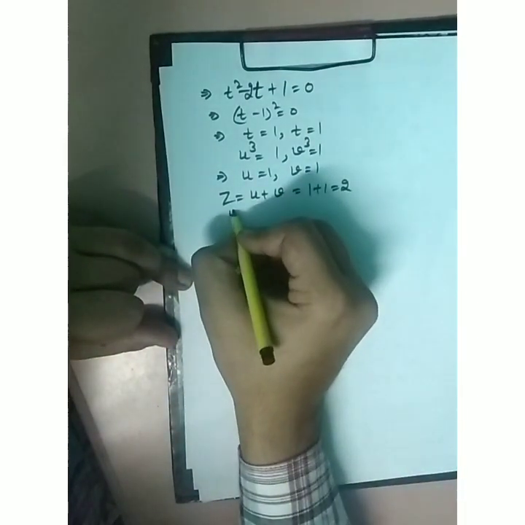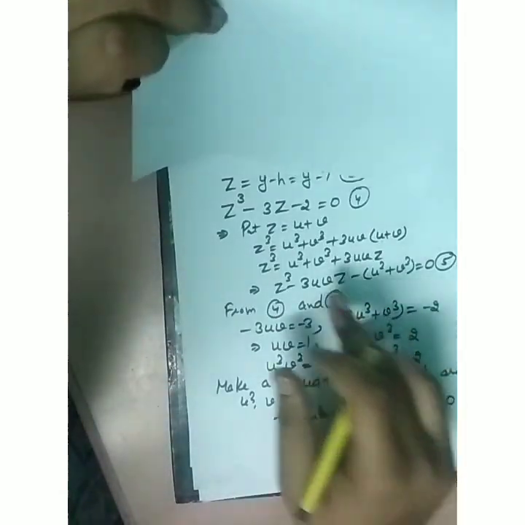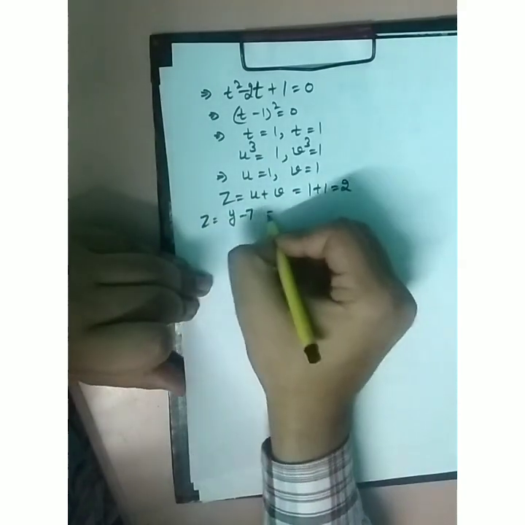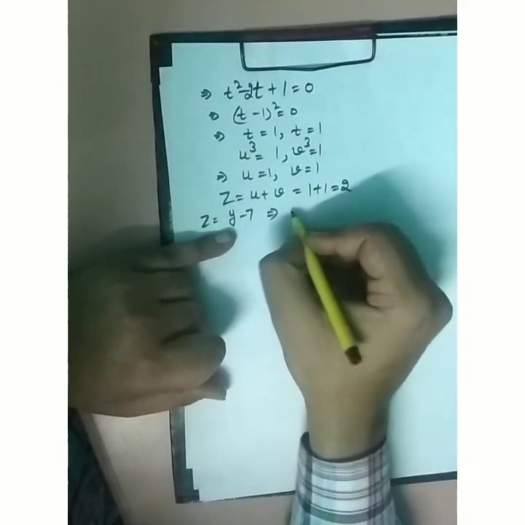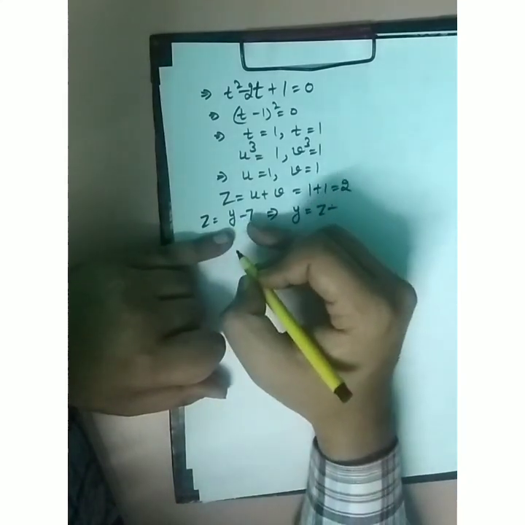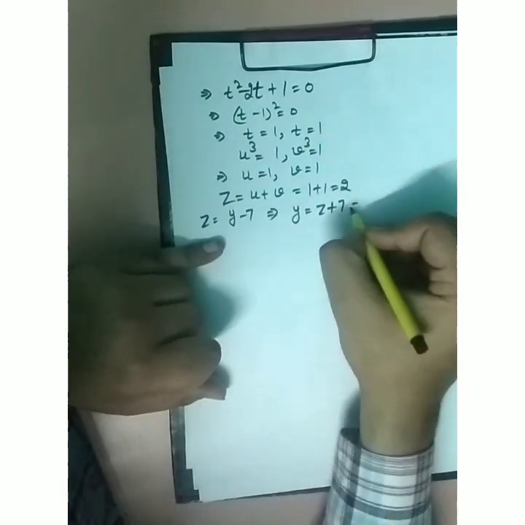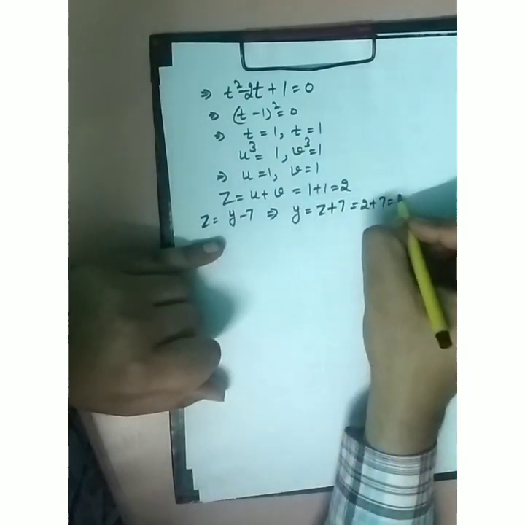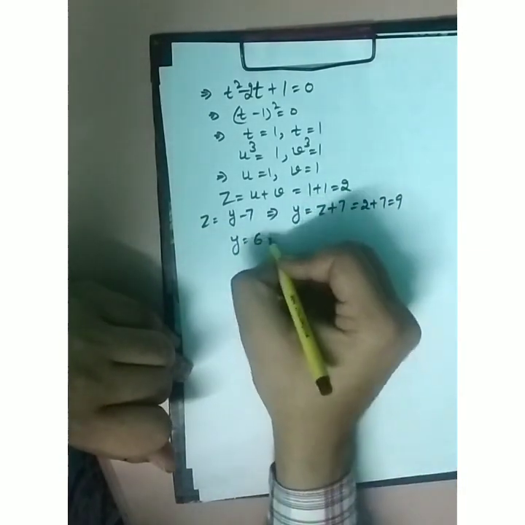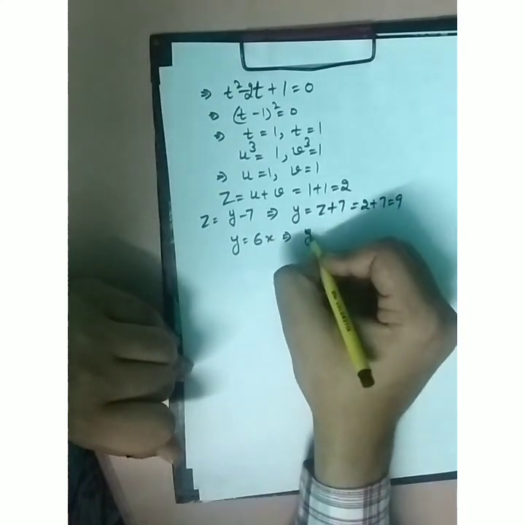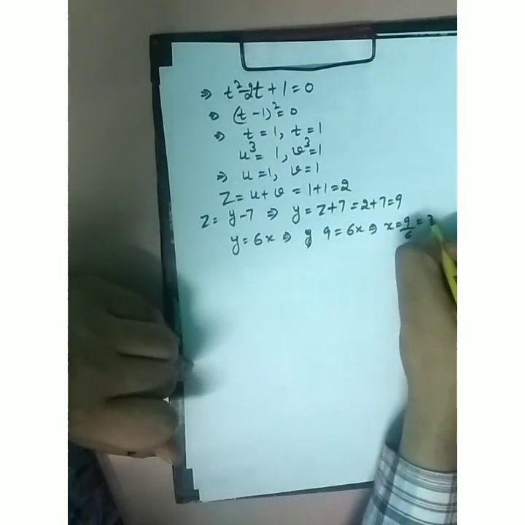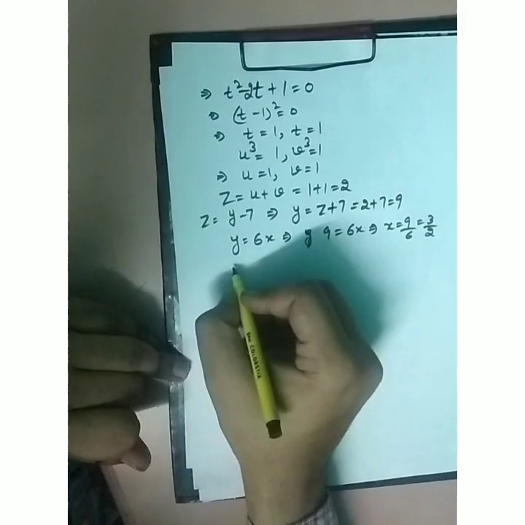Now what is the value of y? z is equal to y minus 7. So this implies the value of y is equal to z plus 7, that is equal to 2 plus 7, that is equal to 9. And what is the value of y? y is equal to 6x. So this implies 9 is equal to 6x. So this implies x is equal to 9 by 6, that means x is equal to 3 by 2.